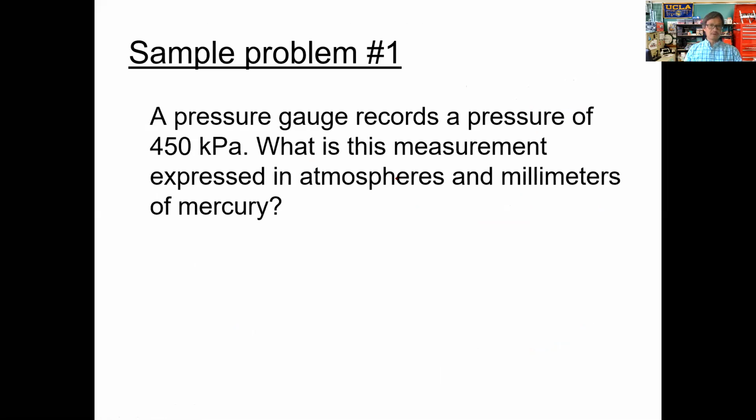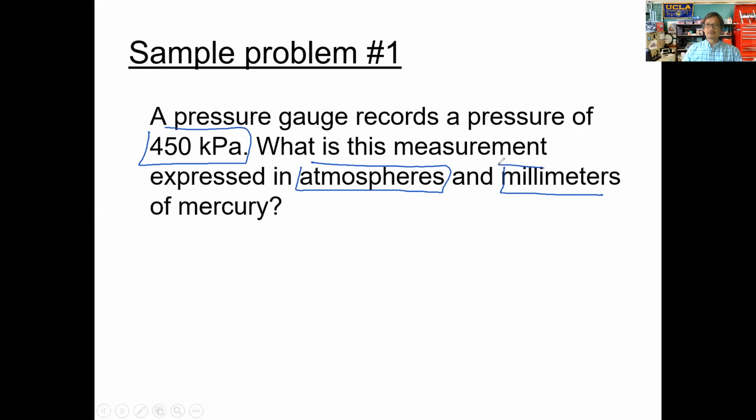So let's do a problem here really quickly together. I just want to work this one out with you and show you how to do it. The conversions are pretty straightforward. You just have to make sure you identify what the conversion is. Remember with all conversions, you identify what you start out with, and we're starting out with 450 kilopascals, and they want you to change that into atmospheres and millimeters of mercury. So there are two conversions here. Let's do both of them.